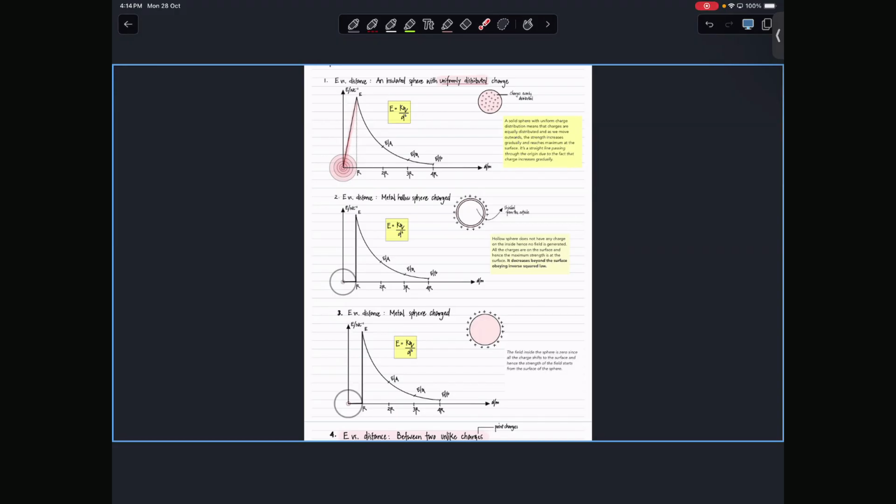Does it really matter what's inside? No, right? Because regardless of what kind of scenario you have inside, isn't the external field the same for all three of them? So that's why it's a justifiable assumption, the assumption that we assume that everything is like a point charge.